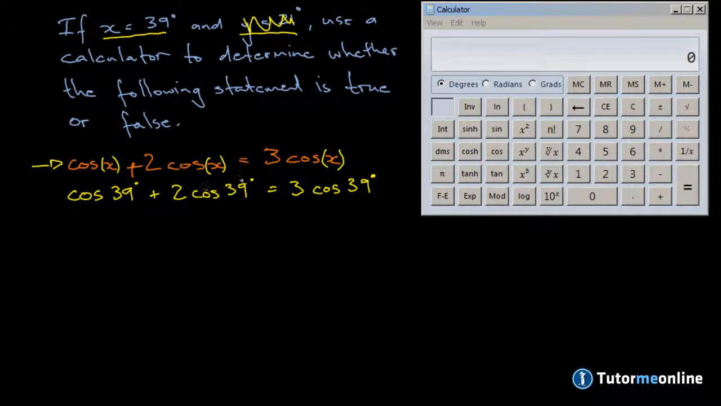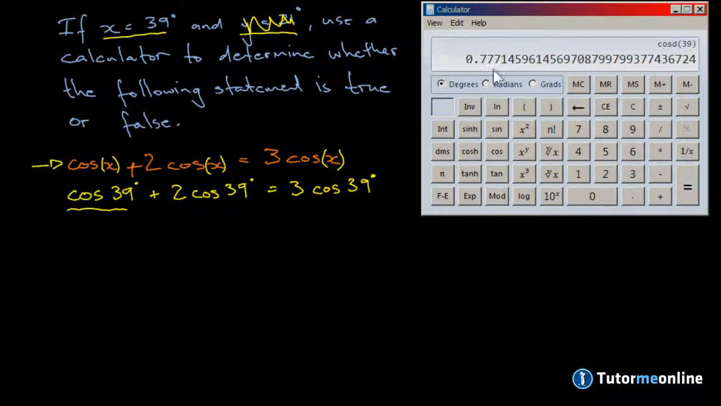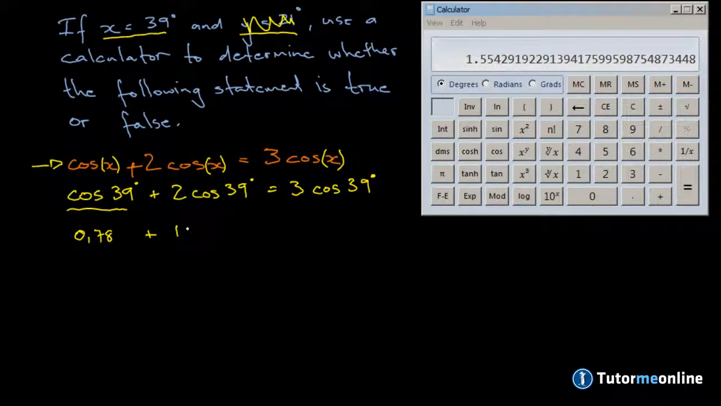Alright, so as we did before, to do the first part of this equation, we'd say 39, and we'll hit the cosine button. We're going to round off to 2 decimal places, so this will then be 0.78. Alright, let's do the next part of the calculation, which would be 2 times cosine of 39. Let's multiply that by 2. That then gives us 1.55.